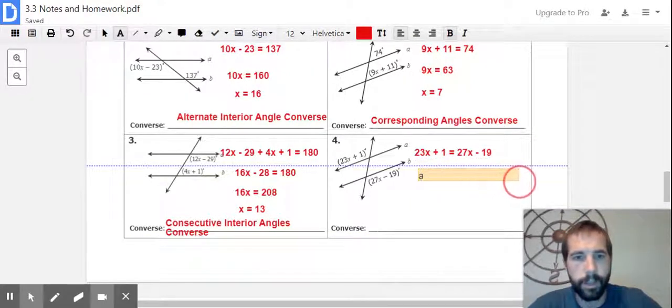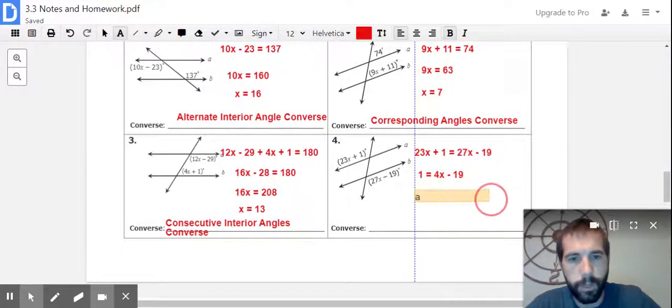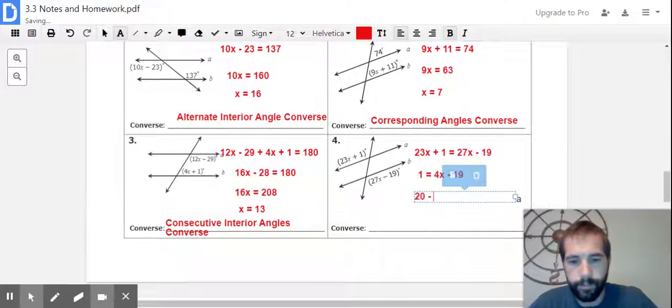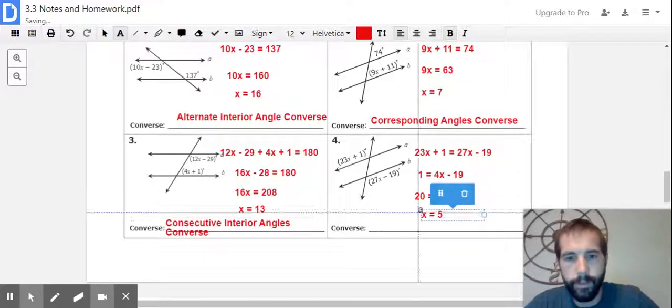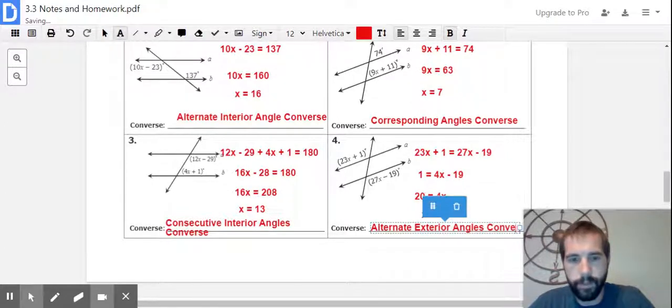So subtract 23x from both sides. We would get 1 equals 4x minus 19. Then we're going to add 19 to both sides, and we get 20 equals 4x. Then divide both sides by 4, and we get x is 5. Okay, so if x is 5, then those lines would be parallel to each other by the alternate exterior angles converse.